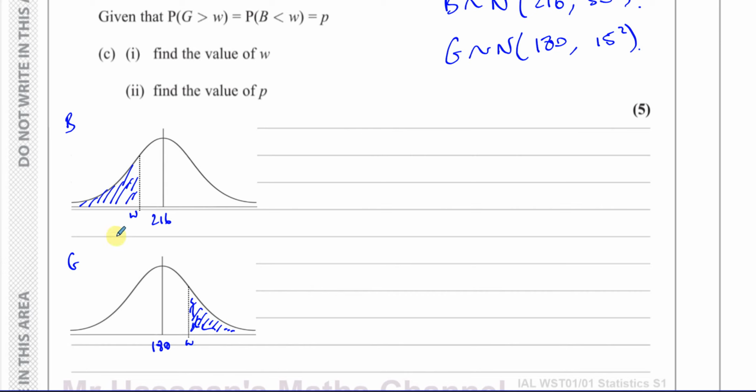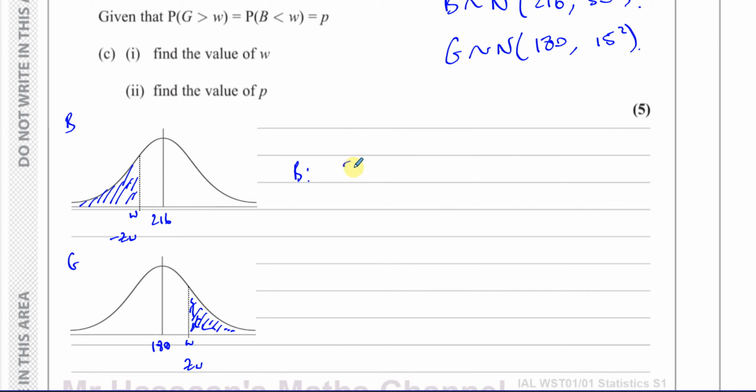So this value of W and this value of W are going to have basically the standardized values for these. This will be, for example, minus the value of Z that this is. I call this ZW. This will be the negative version of this because those areas have to be the same. Okay, so let's look at the buffalo first.